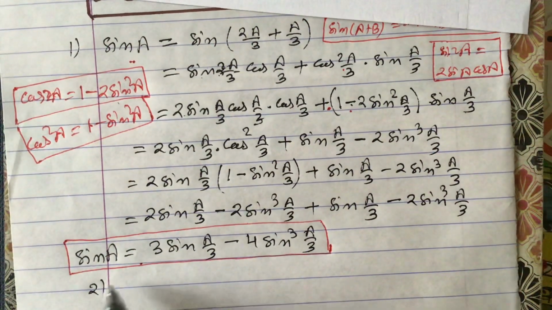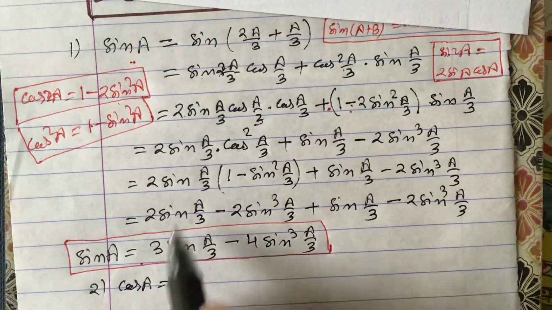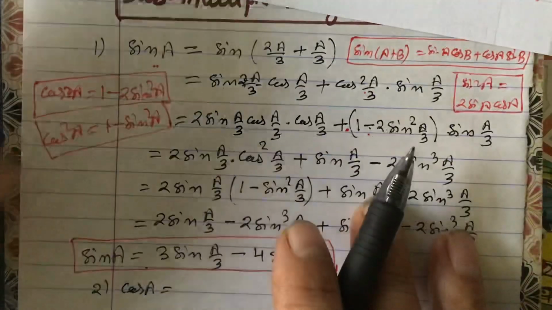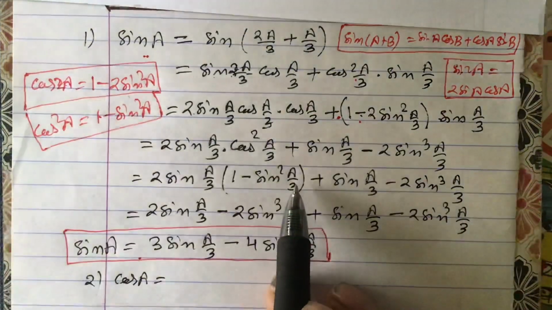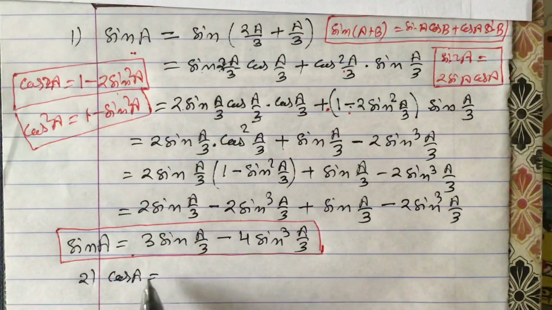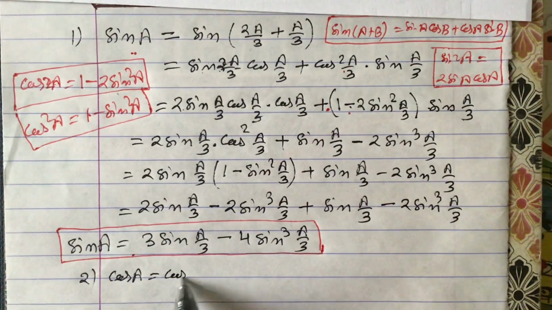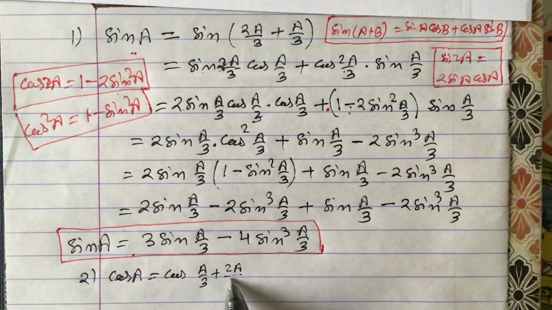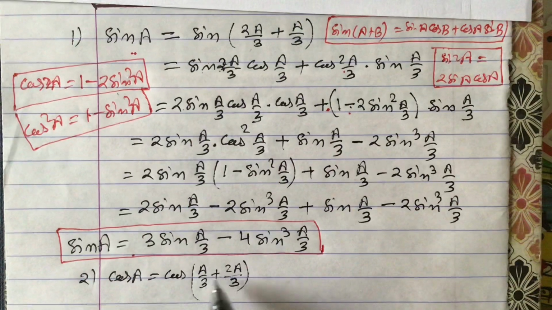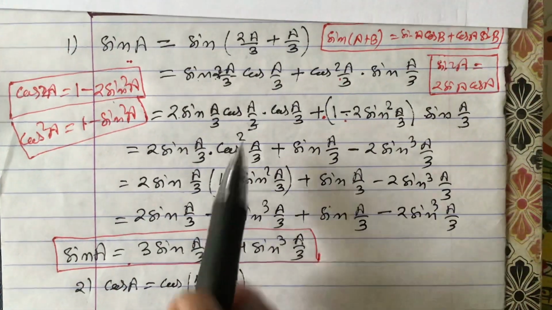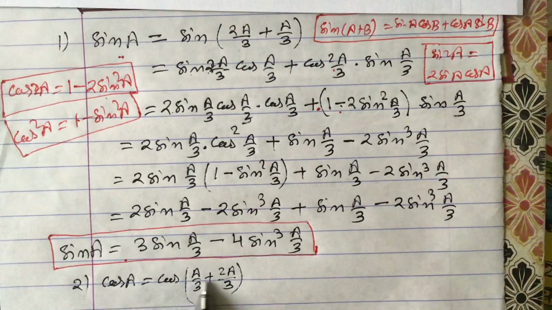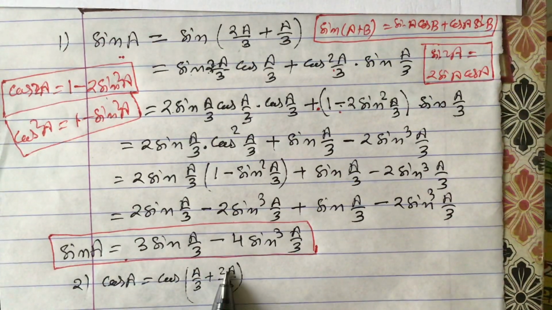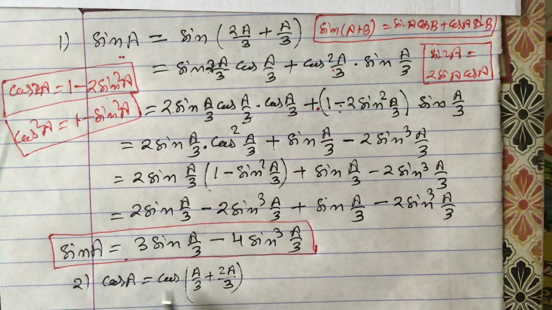Now cos A. Cos A also we can write in the same way as here for sine. Whatever we have done for sine, the same thing we can do for cos also. So cos A can be written as cos A by 3 plus 2A by 3. Anyone you can write in the front side, okay. Here in the first case I am writing 2 in the front side. Now I am writing 2 in the back side. Here also if you take LCM, A plus 2A will be 3A, 3A by 3 is just A. So we will get like this.